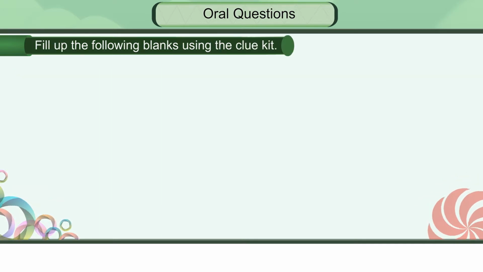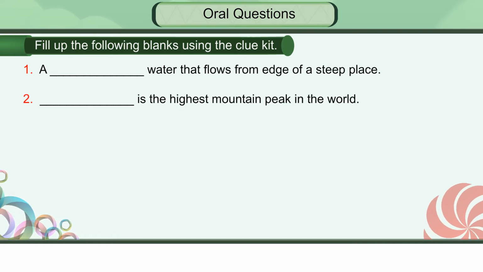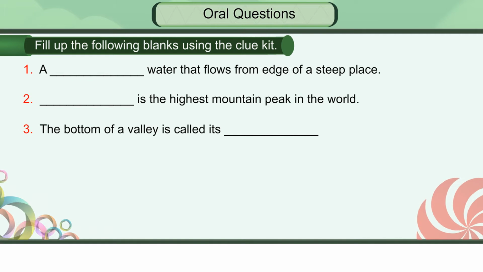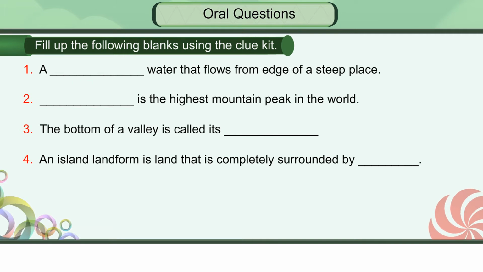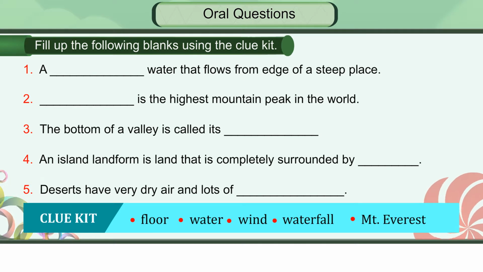Oral questions for FA. Fill up the following blanks using the clue kit. Water that flows from the edge of a steep place is a blank. Blank is the highest mountain peak in the world. The bottom of a valley is called its blank. An island landform is land that is completely surrounded by blank. Deserts have very dry air and lots of blank. Clue kit: floor, water, wind, waterfall, Mount Everest.